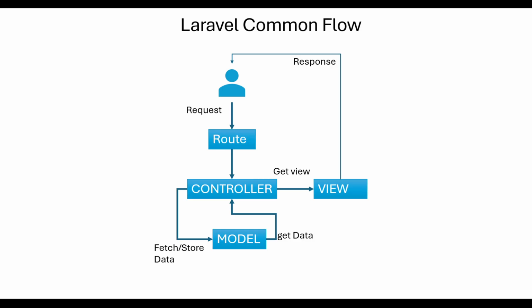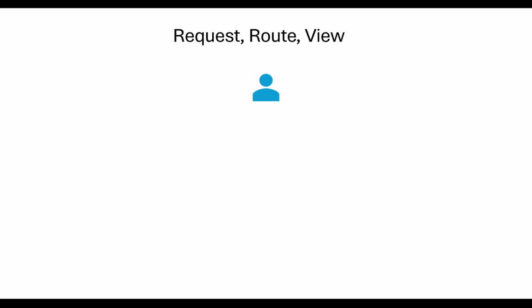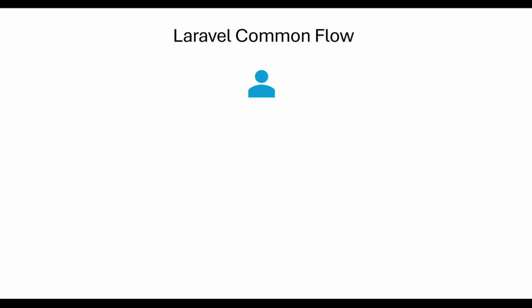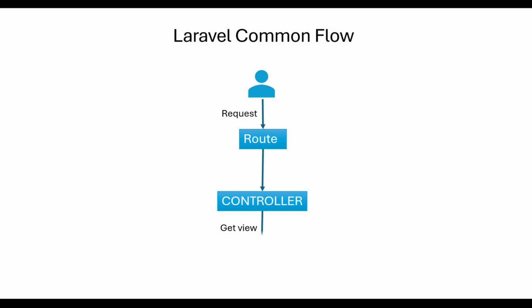There are other flows also that Laravel follows. For example, when a user makes a request, the request goes to the route, and directly from the route it returns the view. So no need to go to the controller and model. Maybe it's a static page, there is nothing in the database to show, and there you can also create an application like this. For example, the user makes a request, the request goes to the route, and from the route to the controller, then directly from the controller get the view without the data and pass it back to the user as a response.